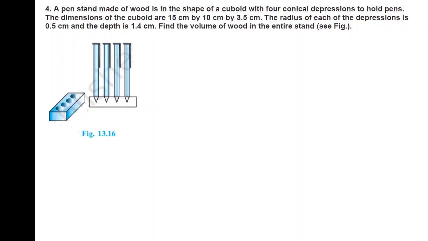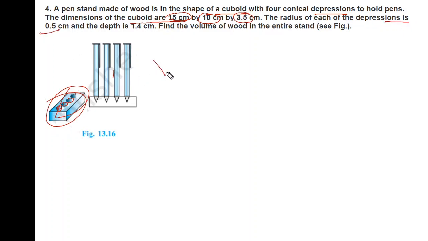Here you have question number 4. A pen stand made of wood is in the shape of a cuboid with 4 conical depressions to hold pen. Okay, here you can see there is a cuboid like pen stand in which 1, 2, 3, 4 conical shaped holes are there. So these holes are conical shaped. The dimension of the cuboid is 15 cm, 10 cm and 3.5 cm. Then radius of each of the depression is 0.5 cm.